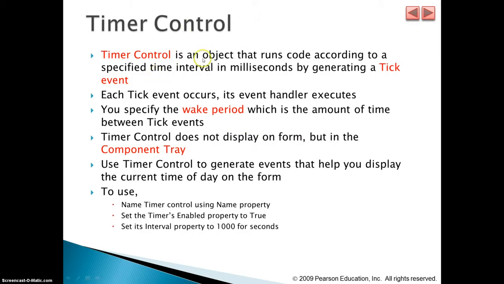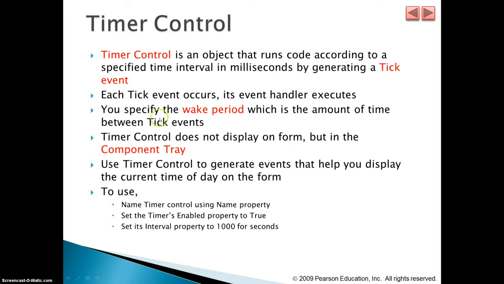Okay, the timer control is an object that runs code, and it's kind of unusual in that it's not something you see. When you put it on the stage, you will not see it. If you want to find it again, it's down there below the stage area that the user sees, in the component tray area. And basically it generates a tick, and every time it generates a tick, that can be an event, and so you can associate an event handler piece of code to respond to a tick.